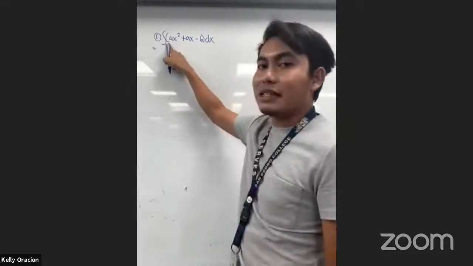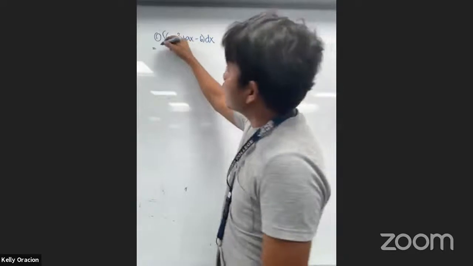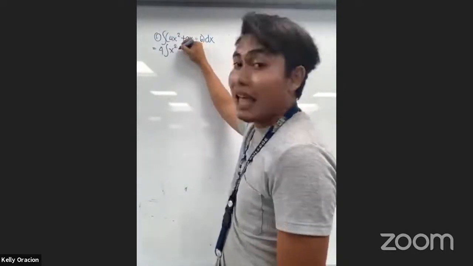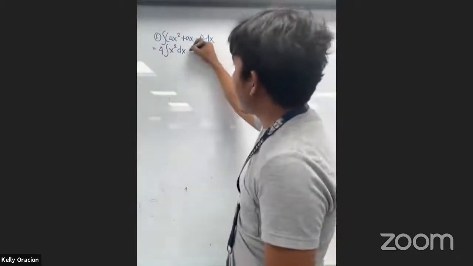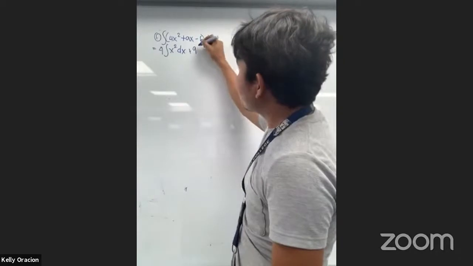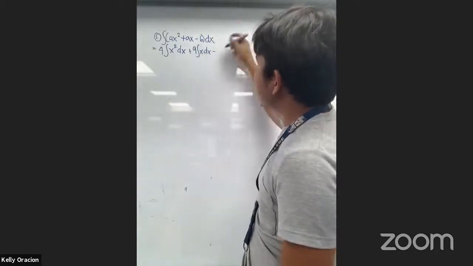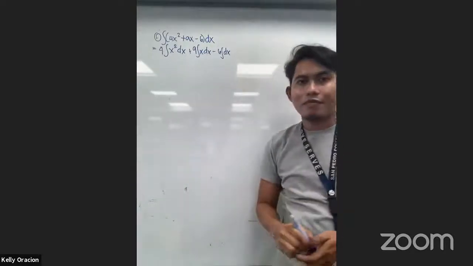So in this case, we have 4x squared, with a constant of 4. So 4 first, then the integral sign, x squared, then dx. Next, plus 9. 9 is a constant, so x dx, then 6. 6 is a constant, then dx.